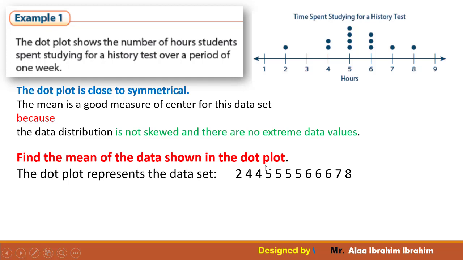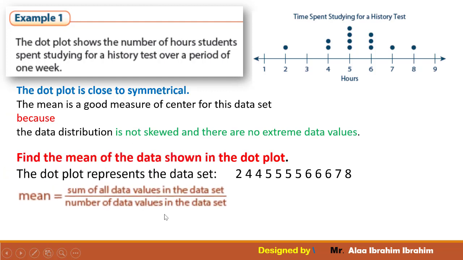I told you the mean is the sum of values over the number of these values. What does this mean? The sum means I add all of these values together: 2 plus 4 plus 4 plus 5 plus 5 plus 5 plus 5 plus 6, and so on. Then I count how many values I have: 1, 2, 3, 4, 5, 6, 7, 8, 9, 10, 11, 12.